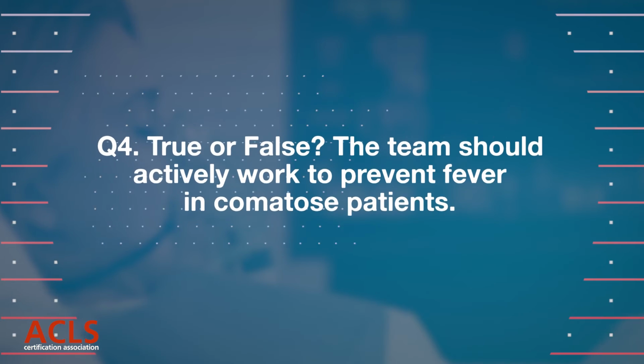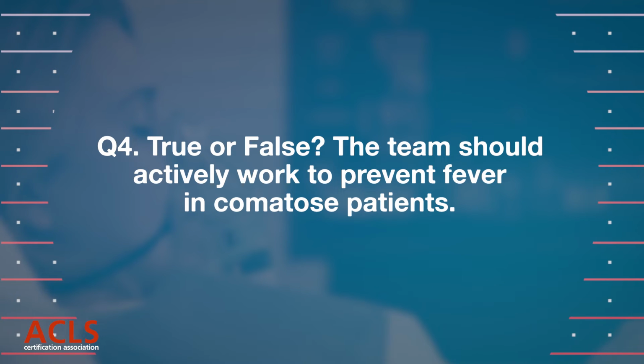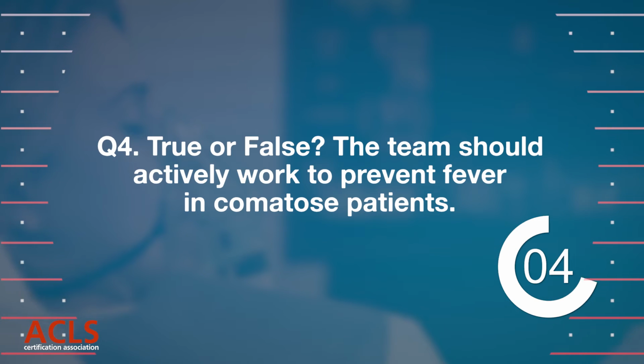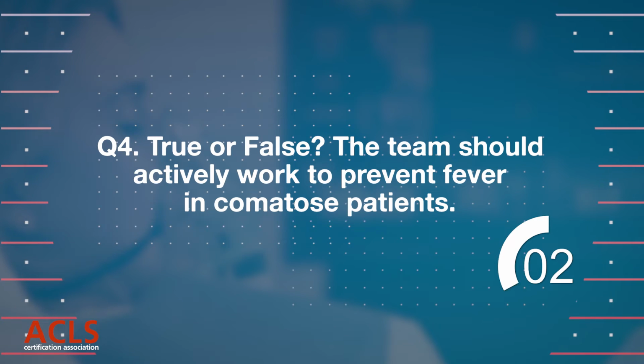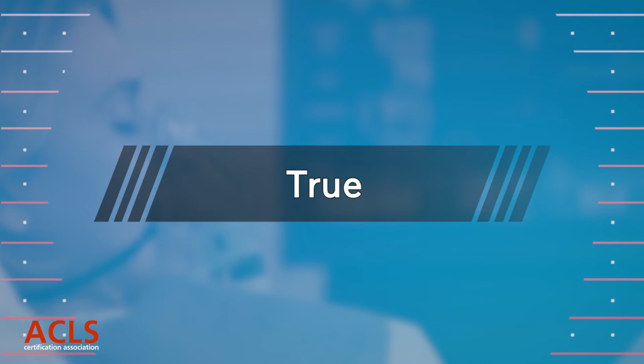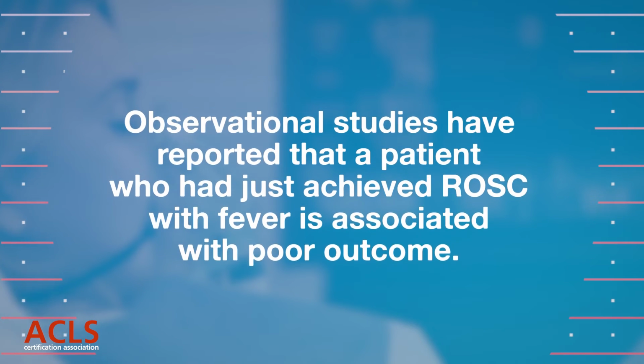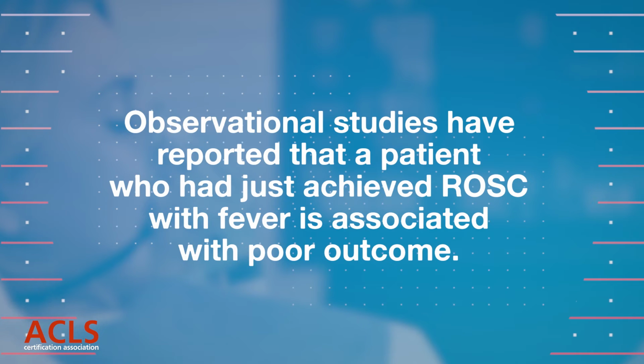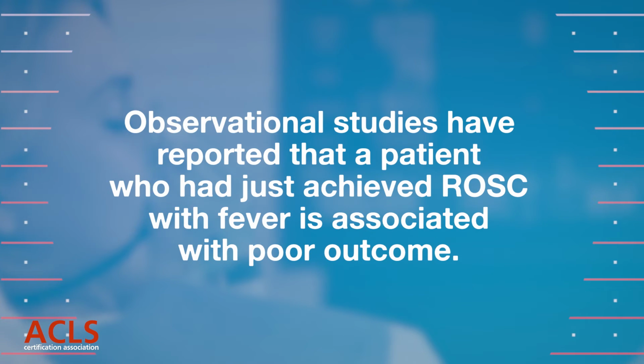4. True or false? The team should actively work to prevent fever in comatose patients. Correct answer, true. Observational studies have reported that a patient who had just achieved ROSC with fever is associated with poor outcome.